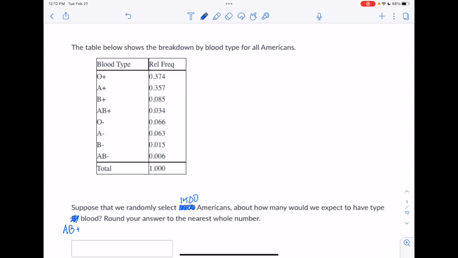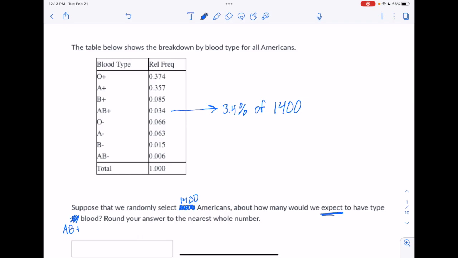Well, if this is a population relative frequency they're giving us, then it is also the percentage. So if they're saying that the relative frequency for the population is 0.034 for type AB positive blood, that means that 3.4% of Americans have type AB positive blood. And if that's the percentage for Americans, then that's also what we would expect the percentage to be in a sample of 1,400. So we would say we expect it to be 3.4% of 1,400.